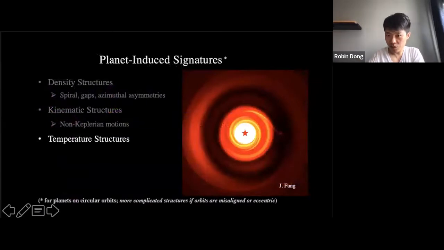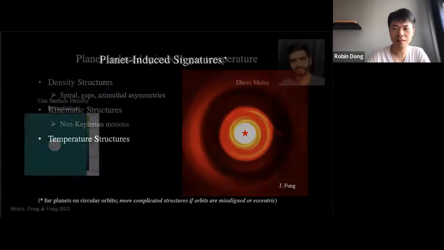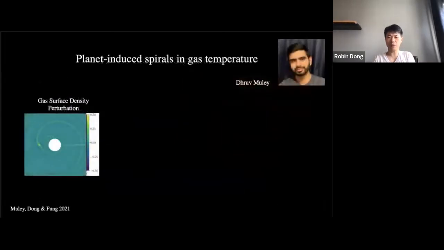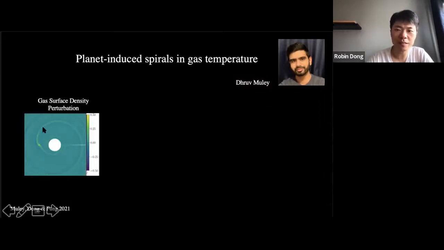So in addition to density and kinematic structure, a planet can also produce temperature structure. And here is an example. This work is done by my research assistant, Drew Mooley. So the story is very simple. Here is a gas surface density map. A planet drives some spirals. The spiral has high density with respect to the background and thus higher pressure. So when gas moves into the spiral, it gets compressed. And as long as the disk is not isothermal, gas will be heated up to a higher temperature due to PdV work.